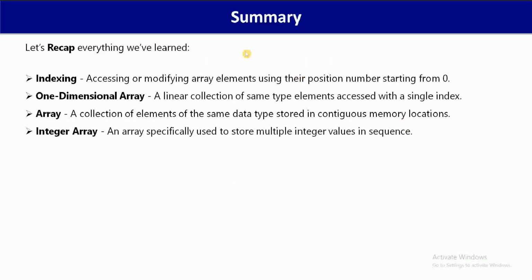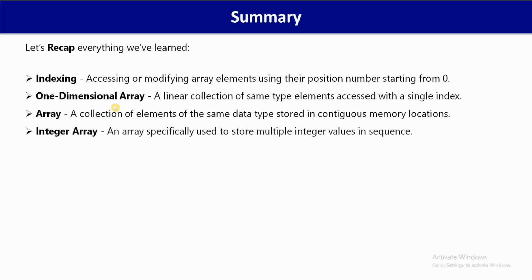Next we have today's summary. Now let's revise what we learned today. First one is indexing. Accessing or modifying array elements using their position number starting from 0. So the indexing concept always starts from 0. If we want to add elements into an array, then we can go with the indexing part, meaning 0 to 10, 0 to 5, like that. As many elements as we want, we can add with the indexing.